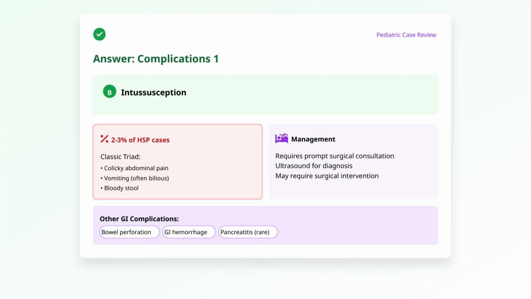Intussusception is the most likely complication in this scenario, occurring in 2 to 3% of children with Henoch Schönlein Purpura. The classic triad includes colicky abdominal pain, vomiting, and bloody stool. This complication requires prompt surgical consultation and possible intervention. Other gastrointestinal complications include perforation, hemorrhage, and rarely pancreatitis.